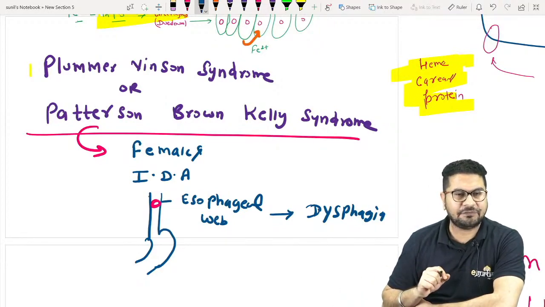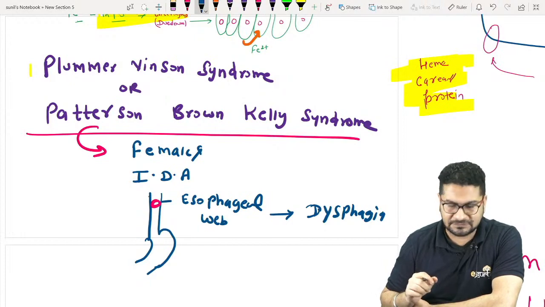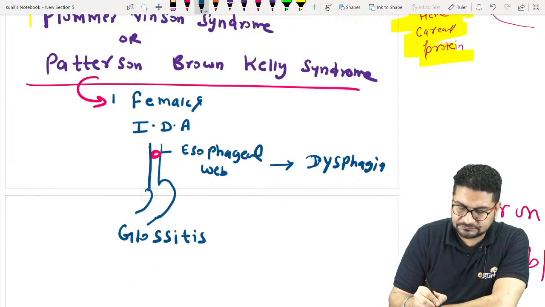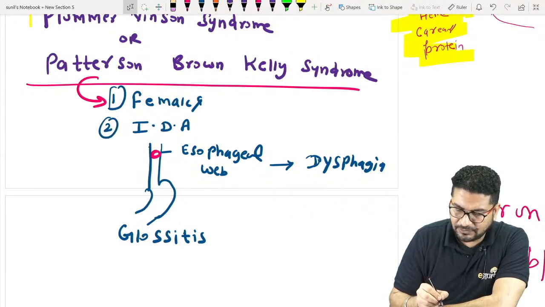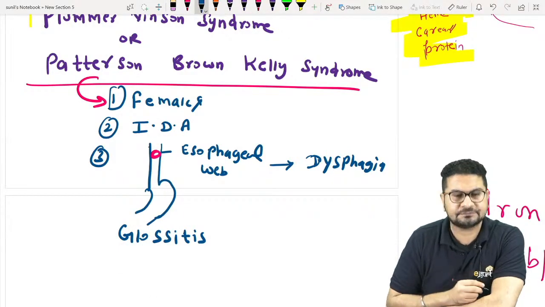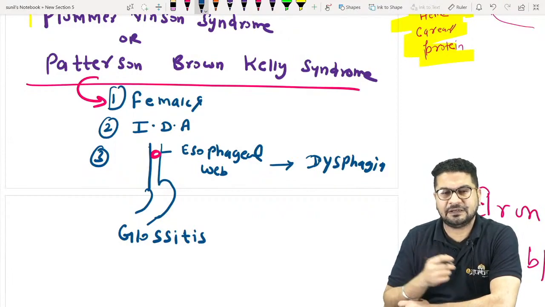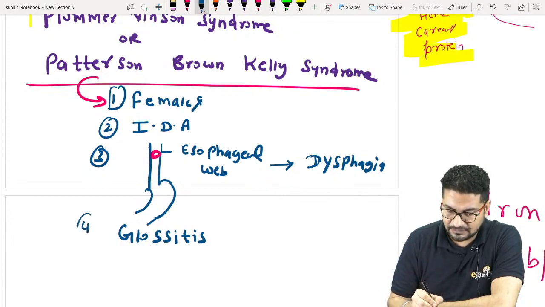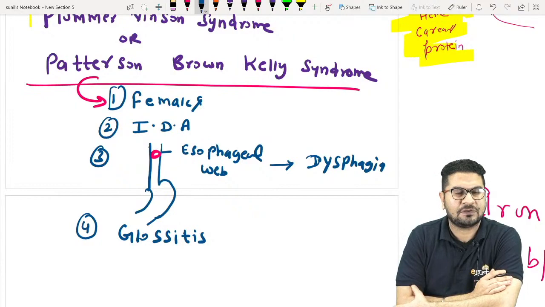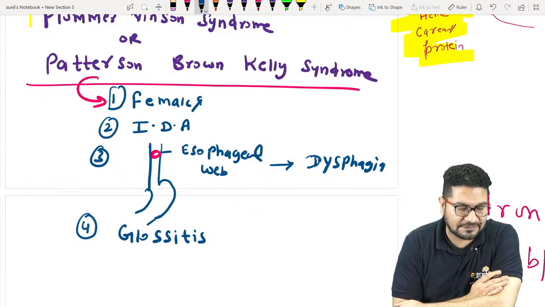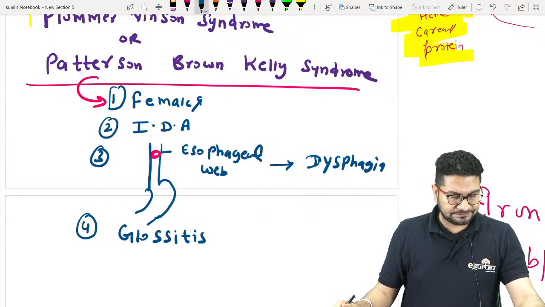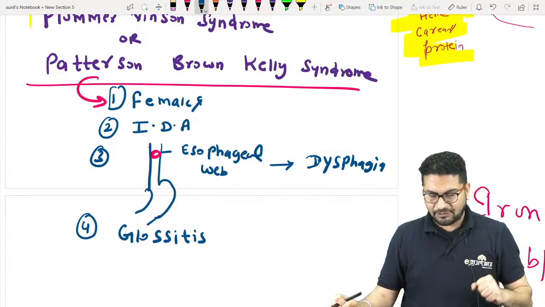Right? So you will see this is seen in females. Female is having iron deficiency anemia, and this female will also have inflammation of tongue, which is called glossitis. So understand this. Based on this, I will form a question. A 30-year-old female is having palpitation, pallor, tachycardia, shortness of breath, dysphagia for solids, glossitis. What is the diagnosis? So this is your Patterson-Brown-Kelly syndrome. Am I clear?